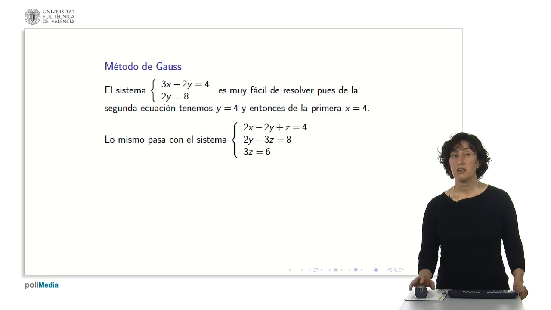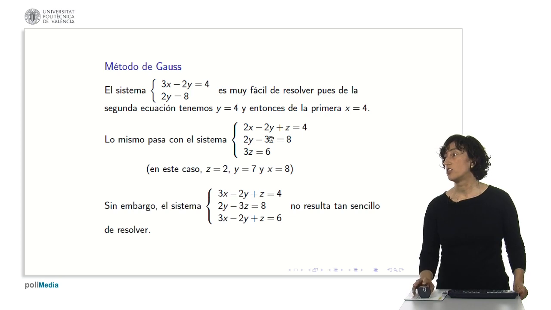If it is in that same way, notice an equation, another equation, but the third one I can clear the z, in this case it would be 2. If I substitute this 2 here, I clear the y, and if I substitute the value of z and of y that I obtained in the first one, I get the x. In this case, z equals 2, y equals 7, and x equals 8. A system of this style is easy to solve.